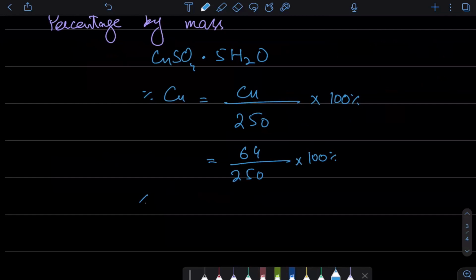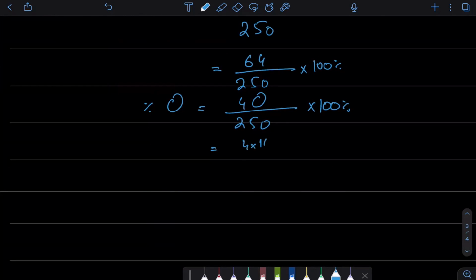Similarly, if I wanted to calculate the percentage of oxygen in this, I'll simply say, okay, I have 4 oxygen divided by 250, which is the MR, times 100%. And so that's again 4 times 16 over 250 into 100%, and I will get the answer.